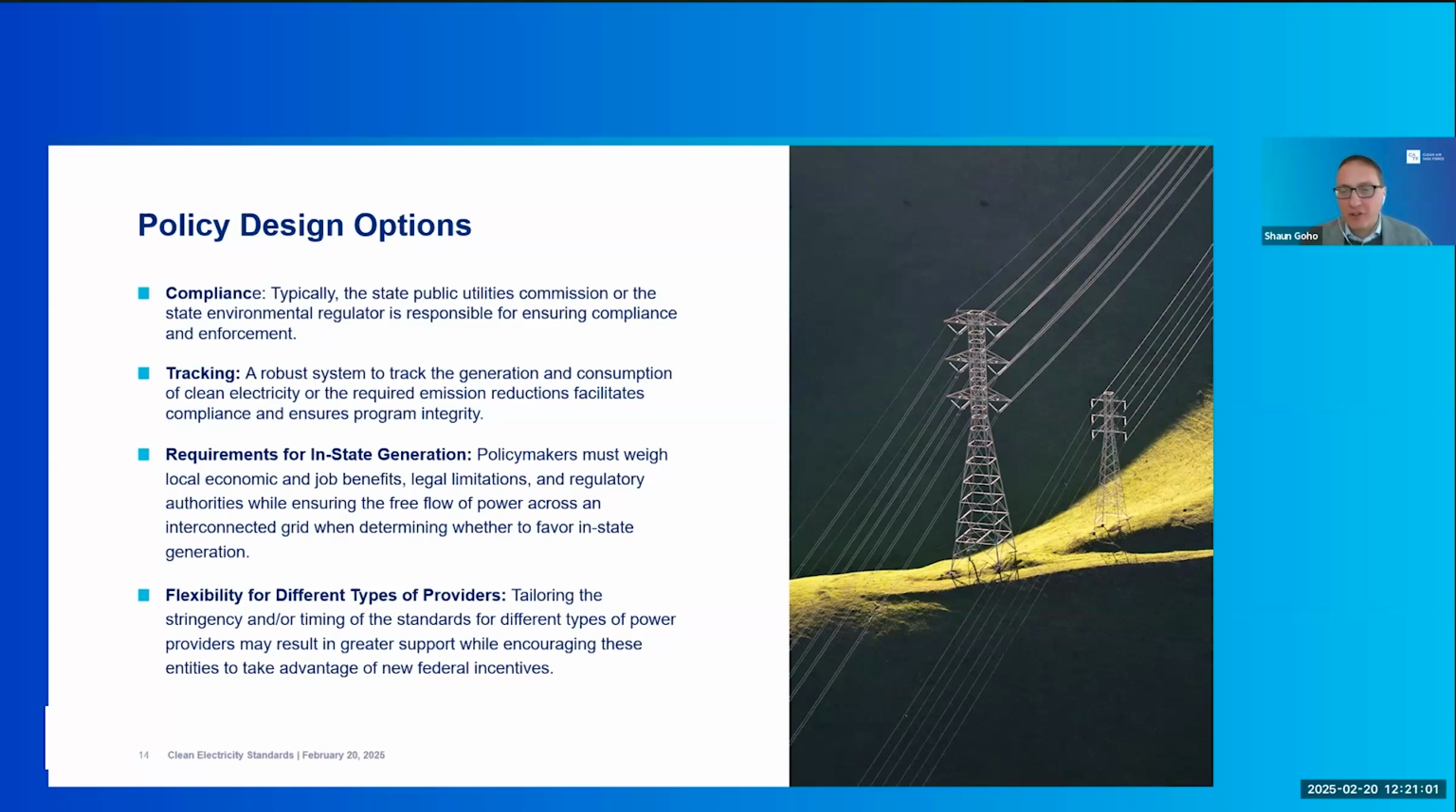The first 2 topics here, compliance and tracking, I'm going to talk about together. They're related to each other. So compliance involves both a consideration of which entity, which state agency is responsible for ensuring compliance, and then also questions of what are the consequences of non-compliance? How is non-compliance enforced? And then obviously you need a robust system of tracking to ensure that entities are in fact complying. So it's important to ensure that a system is set up and a state agency is responsible for tracking compliance to ensure that the program retains its integrity.